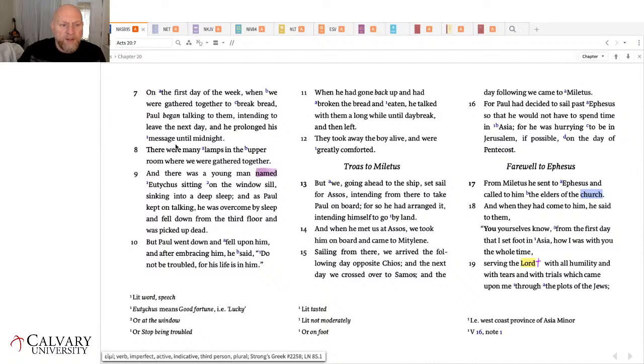Let's see what else here. And Paul kept on talking. Verse 9, same word, dialogue. And then you skip to verse 11, where they went back up with the living Eutychus. And we're told that he talked with them a long while until daybreak.